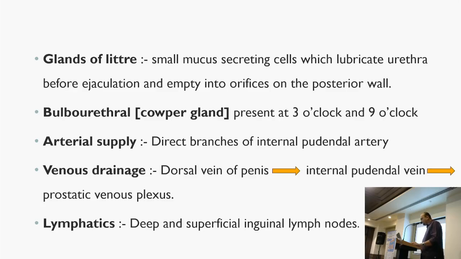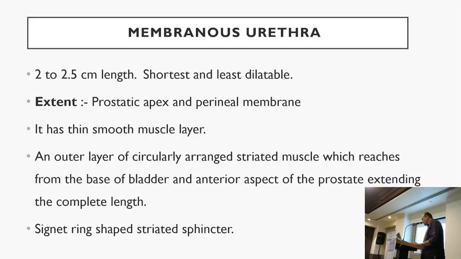The arterial supply of penile urethra is direct branches of internal pudendal artery. Venous drainage is from dorsal vein of penis to internal pudendal vein to prostatic venous plexus. Lymphatics drain into deep and superficial inguinal lymph nodes. Now membranous urethra. This is again an important portion of urethra, 2 to 2.5 centimeter length. It is shortest, least dilatable, and it is the fixed part. That is why it gets damaged during pelvic trauma.